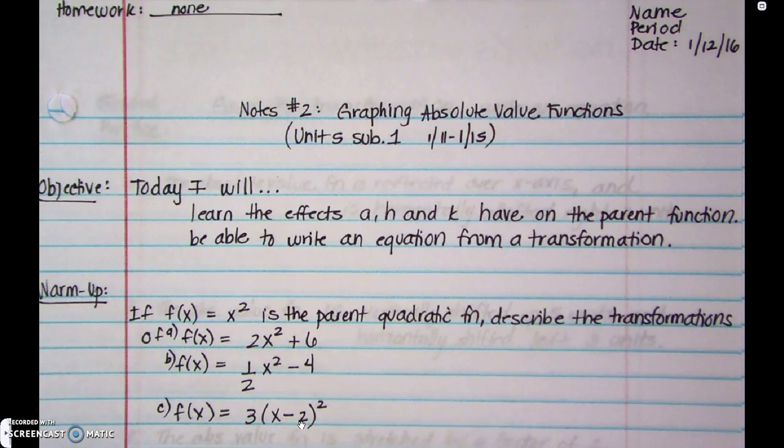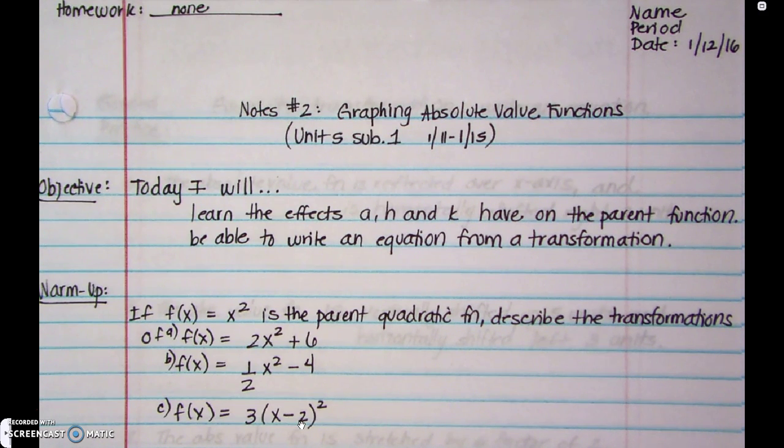Hello, good morning. We're going to do notes number 2, graphing absolute value functions. Okay, so we're pretty much on, according to the calendar, the second or third day of graphing. You should have watched the video, part 1, part 2 of notes number 1. And you should have also watched the video on assignment number 2 and turned that in as a homework assignment, as a grade. Tonight you don't have homework, but you need to make sure that you watch these videos and do the practice problems, okay?